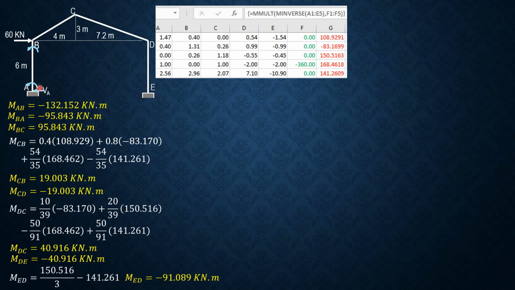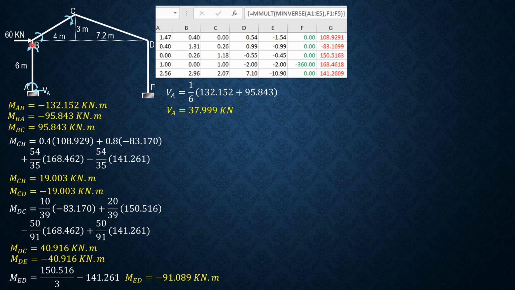From slope deflection sign convention, it will be counterclockwise as well as MBA. So V sub A is 1/6 of MAB plus MBA. So 1/6 of 132.152 plus 95.843. So V sub A is 37.999 kilonewtons.